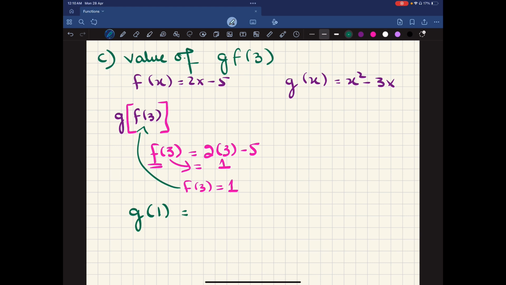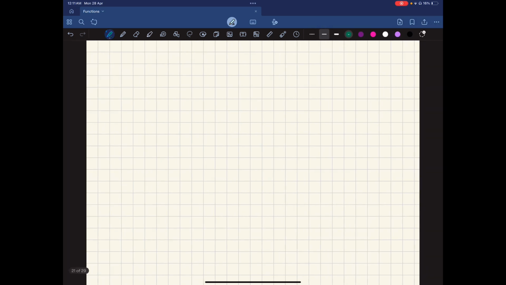Now you're going to go to function g, which is here, and in place of x we're going to substitute 1. So wherever we have x in the function, that will be replaced by 1. So 1 squared minus 3 times 1 is 1 minus 3, negative 2. So g of f of 3 equals negative 2. I hope this is clear. Composite functions are not very technical. All you have to do is understand how to make substitutions.